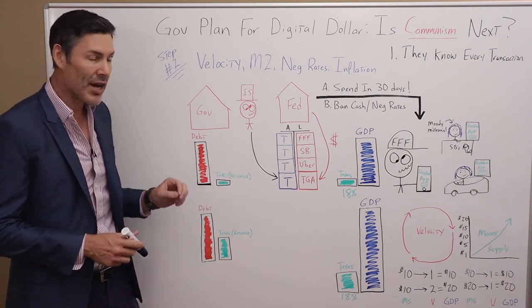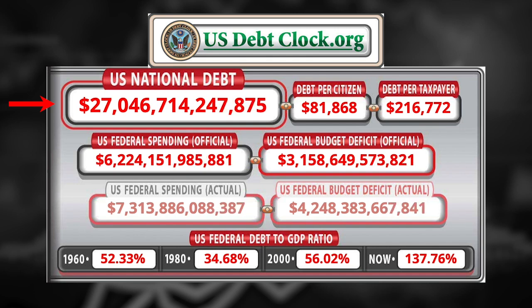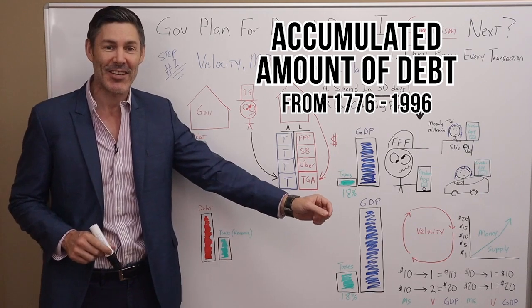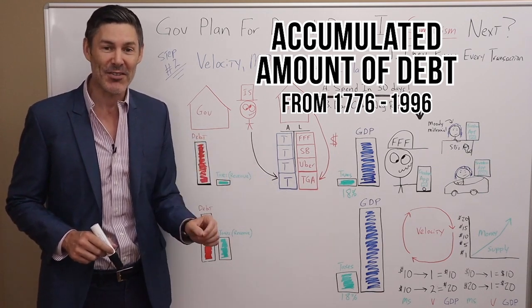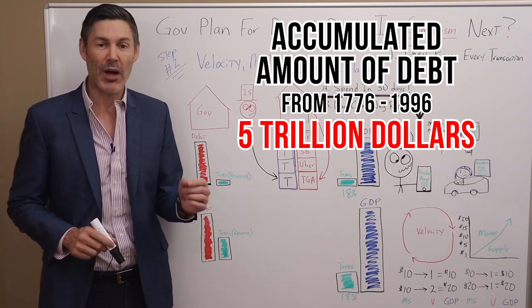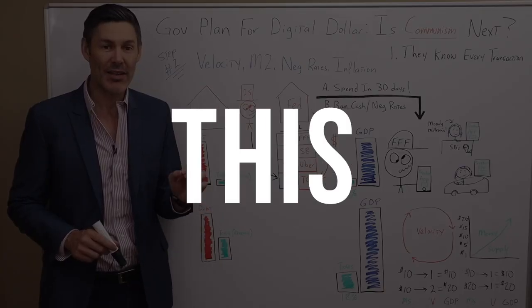And our debt right now is over $27 trillion and growing. Just to give you some context, this year we'll add about $5 trillion in debt. It's about $4.2 trillion as we speak right now. And if you take the combined total, the accumulated amount of debt from 1776 to 1996, 220 years, what do you think that adds up to? About $5 trillion, the exact same amount of debt that we will add just this year.